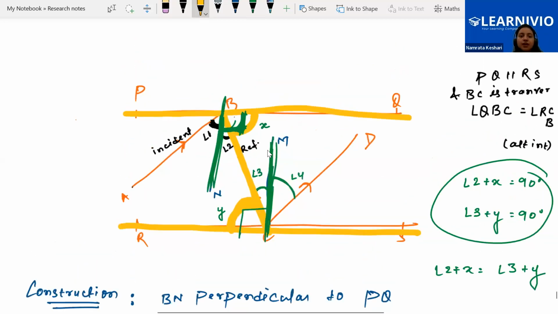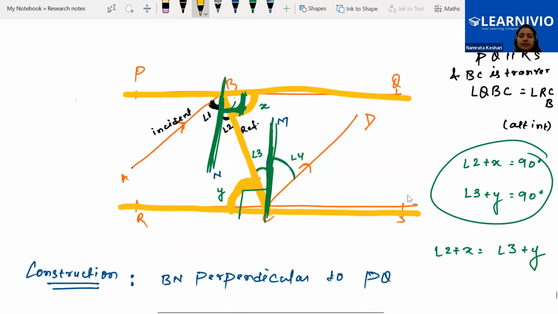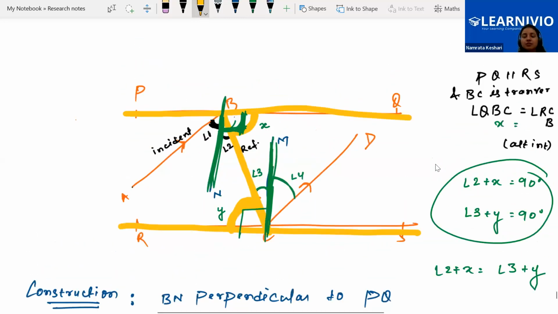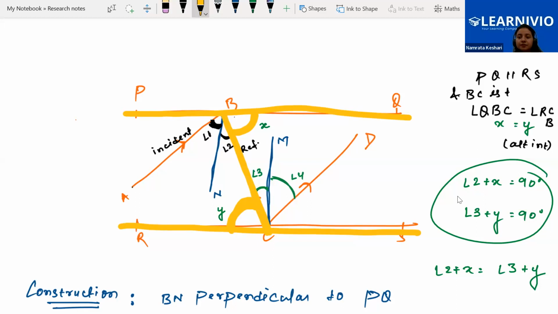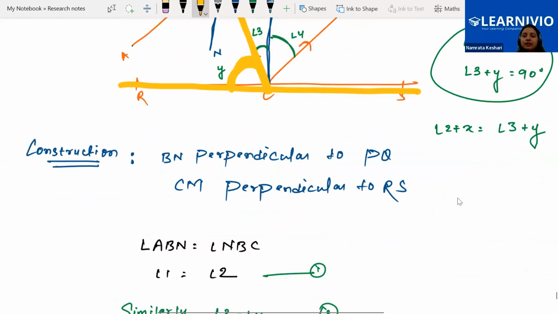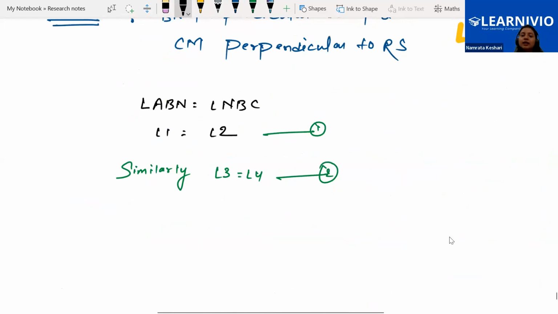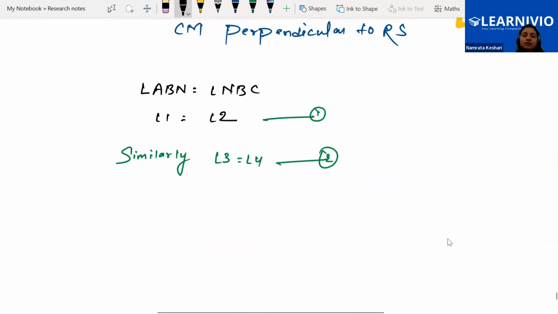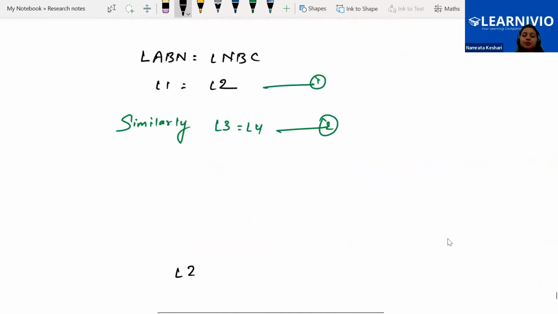And X and Y, these two are the same. Here X is equal to Y. We have already written alternate interior angles, right? Yes, ma'am. X and Y are already the same, so can we say that angle 2 and angle 3 are also the same? Okay, we can say that. We are getting that angle 2 and angle 3 are the same.